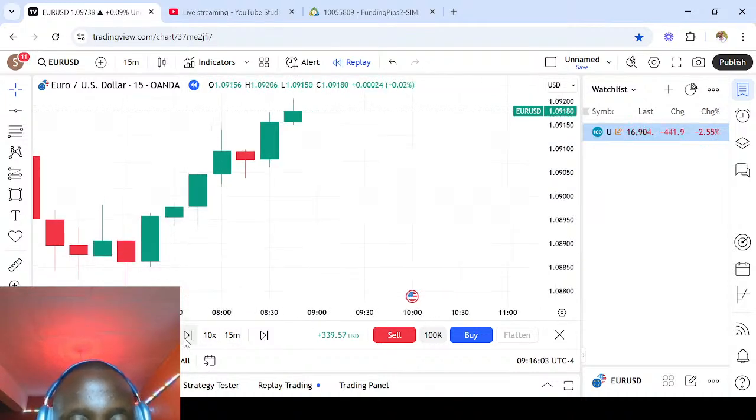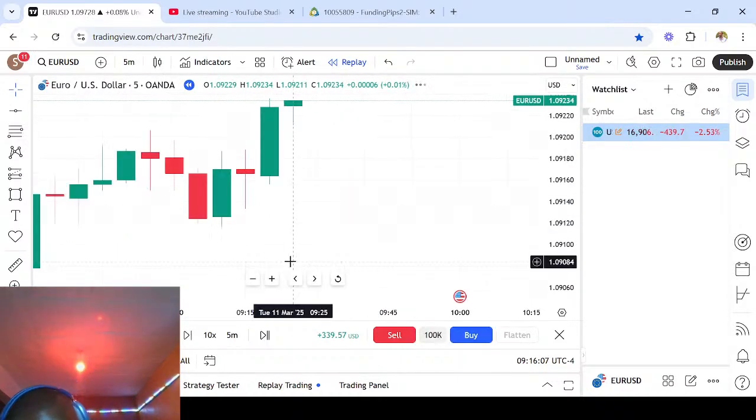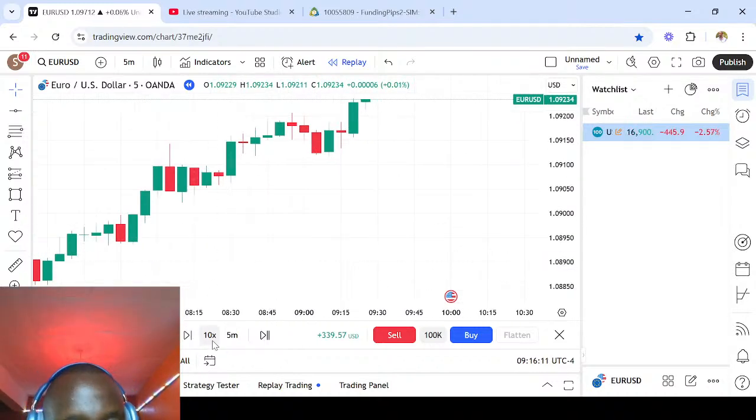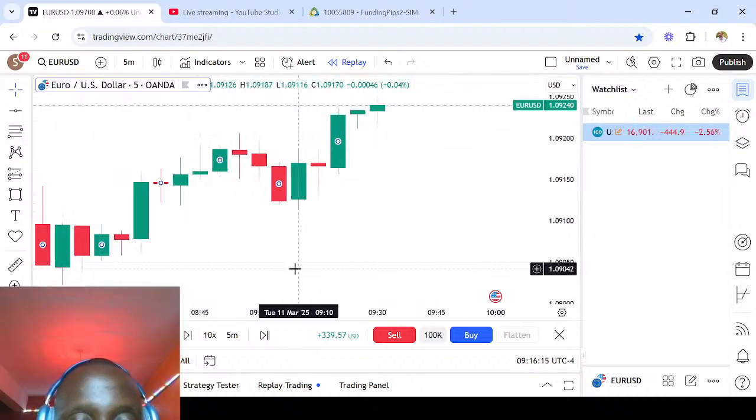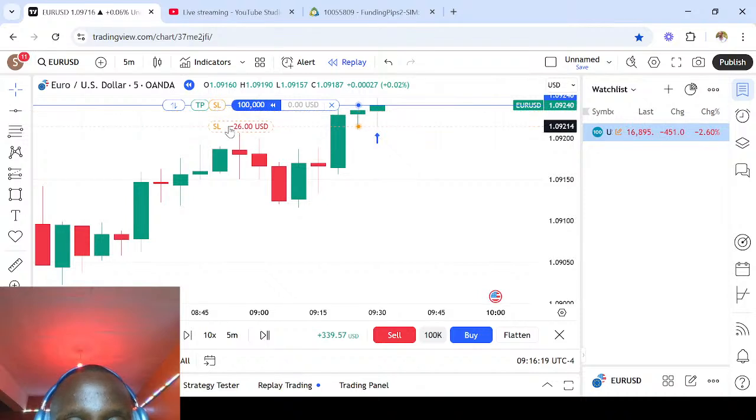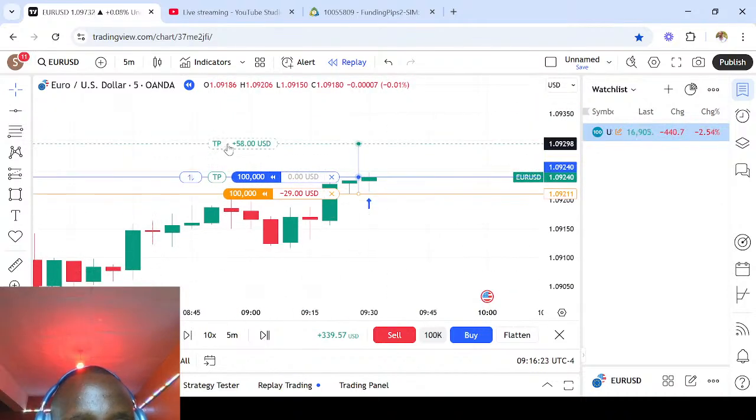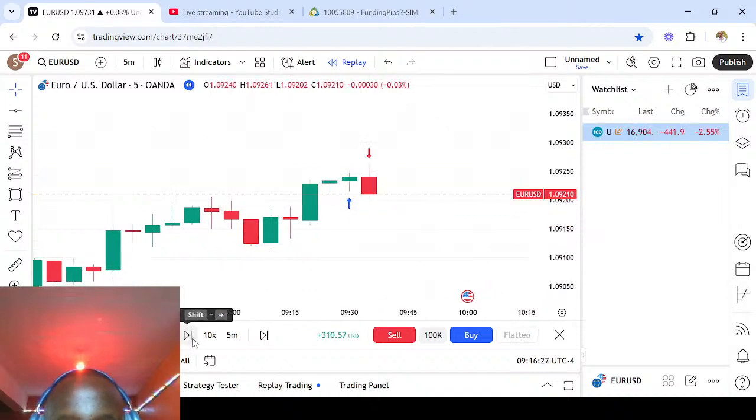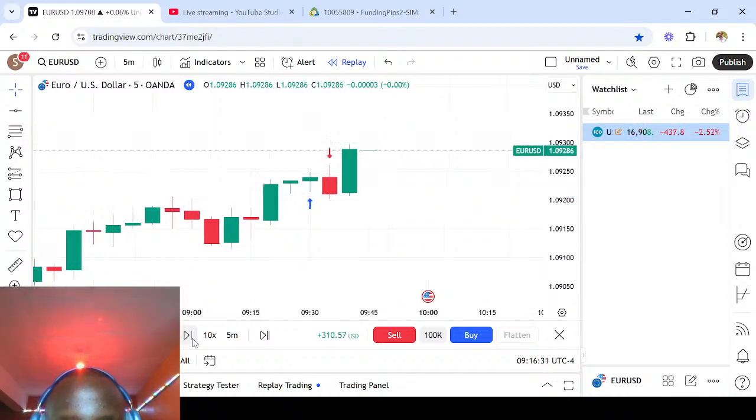So 9:15 to 9:30, we go to the 5 minutes. Then, yeah, right off the bat, we start as a breakout, we buy there, stop loss below that candle, 30 for 60. Let's see how this one plays out. We get stopped out, trade number 1, and it still goes to our direction.